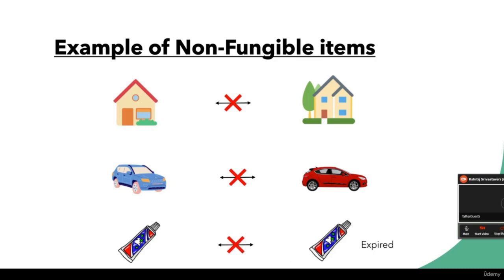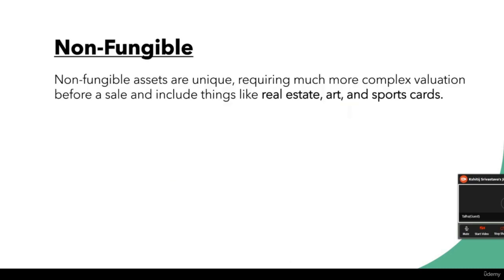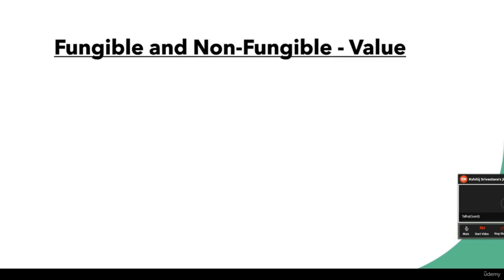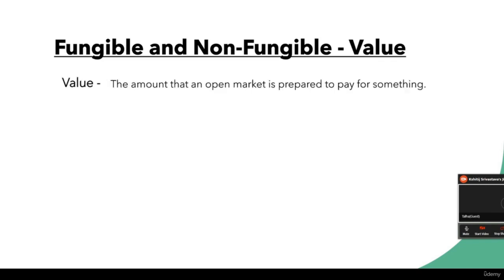Now if we talk about what comes under the category of non-fungible items, it will be things like real estate, arts, sports cards. So all these items whose valuation is complex. That is, you will be able to ascertain the value of the asset, but it will not be exchangeable. Like in case of real estate, the properties can be similar but can be in different areas which have different values. Now here when I am talking about values of fungible and non-fungible items, then what is this value?